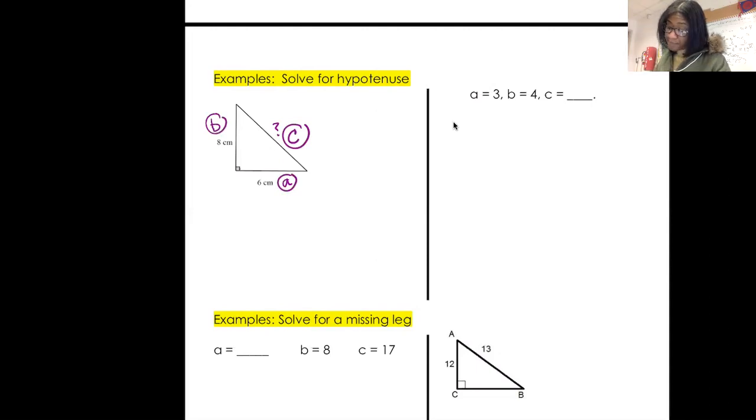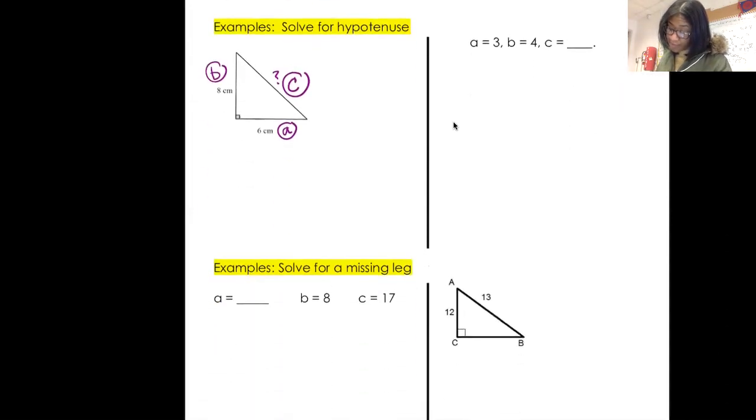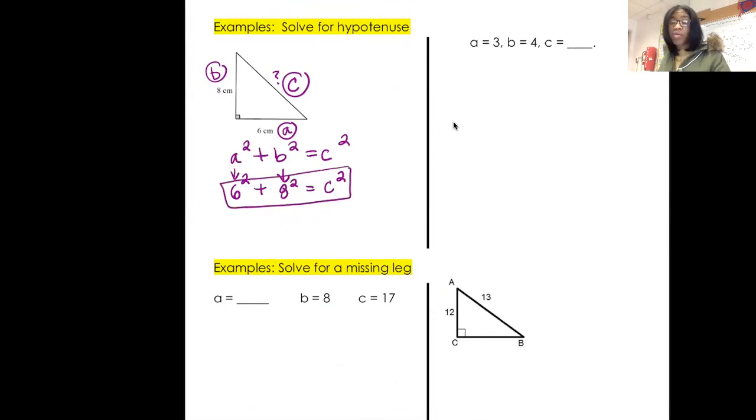Step 3, write your formula. a squared plus b squared equals c squared. So what number am I using for a? I'm using 6. 6 squared plus b. The number for b is 8. 8 squared equals, c is unknown, so I could use x, but I'm gonna just keep it consistent and use c. So c squared. Now we have a formula, 6 squared plus 8 squared equals c squared.